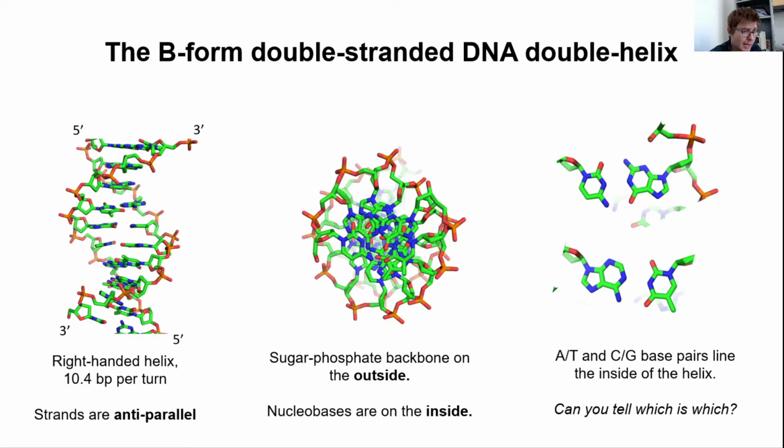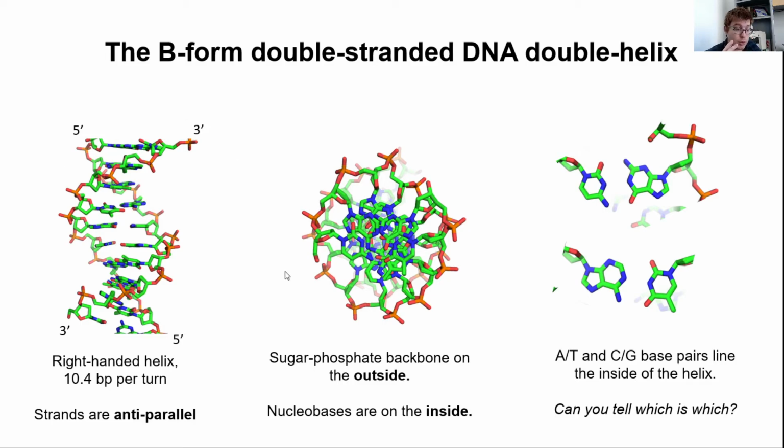And so if you look at the structure you get, what you find is that you have a beautiful right-handed helix in which one of the strands is running 5' to 3' like this, and the other is running anti-parallel, 3' to 5', like that. And there are these base pairing interactions between the 2 strands, and it takes about 10.4 base pairs to do 1 turn of this helix.